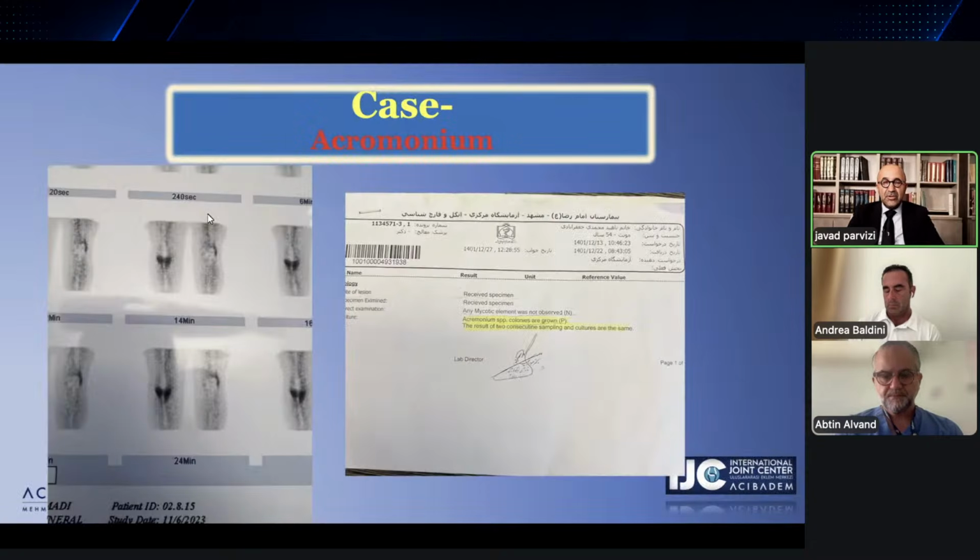But yeah, so here's a little bit of a twist I want to tell you. Then we looked through her documents to see if ever any organism had been isolated in Iran where she was treated. And one of them was a Staph aureus. But interestingly, in one encounter, they had this organism isolated from culture, Acromonium species, colonies grown. The results of two consecutive sampling and cultures are the same. So this gave me, and this is, by the way, identical to what that NGS isolated.